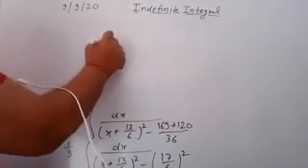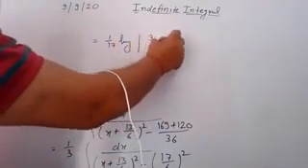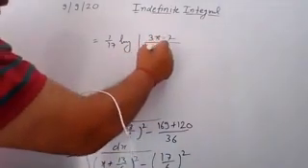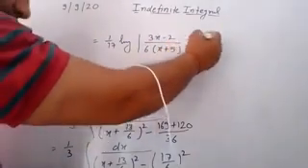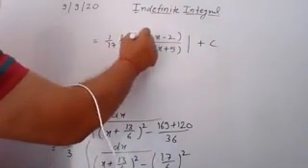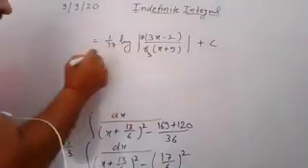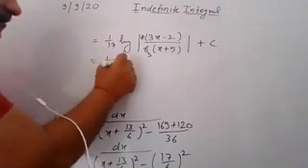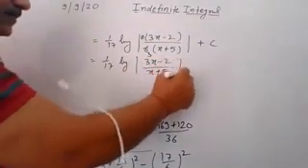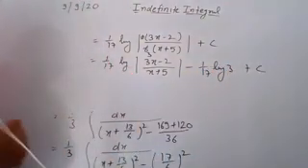So here you have 1 upon 17 log of, taking 2 common, 3x minus 2 divided by, taking 6 common, x plus 5, plus c. If you take 2 common and cancel, it becomes 3. Your complete result can also be written as 1 upon 17 log of 3x minus 2 upon x plus 5 minus 1 upon 17 log of 3, plus c. You can write in this way.